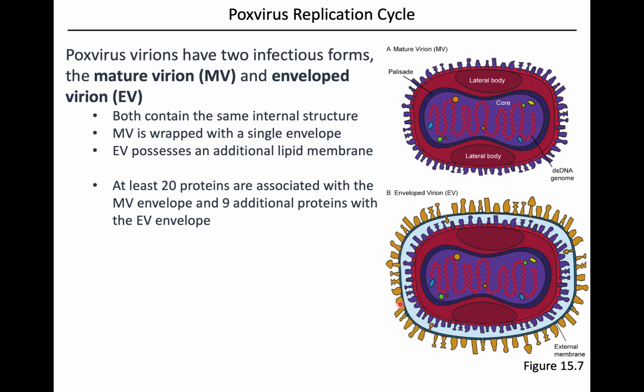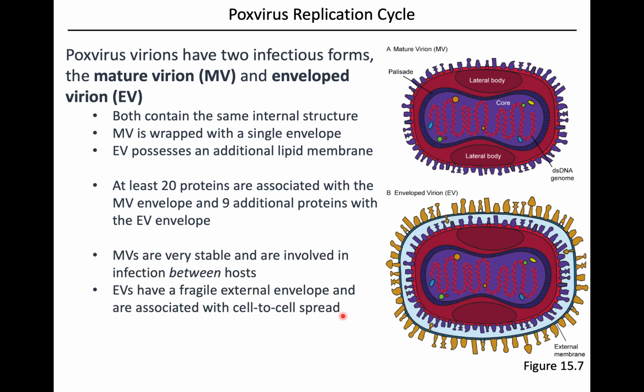So kind of the yellow protrusions here, and we've got at least 29 associated with just, sorry, I said that backwards, 20 associated with the mature virion, and then another 9, 29 associated with that enveloped virion overall. So pretty busy at the surface of the virus particle.